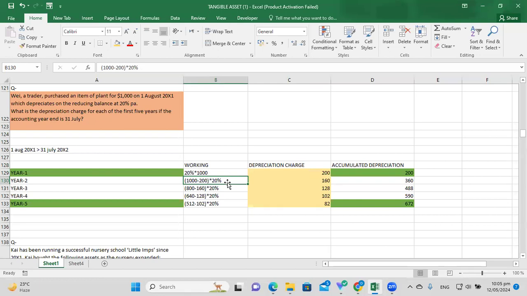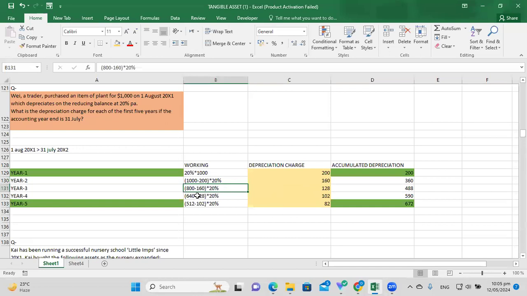Now, how do we calculate for the second year? For the second year, in the same way, we are using the reducing balance method. So we will subtract the depreciation charge of the first year from the cost. So 1,000 minus 200, we get 800, the carrying value at the end of first year. We will multiply that with 20%. We will get 160 depreciation charge for the second year.